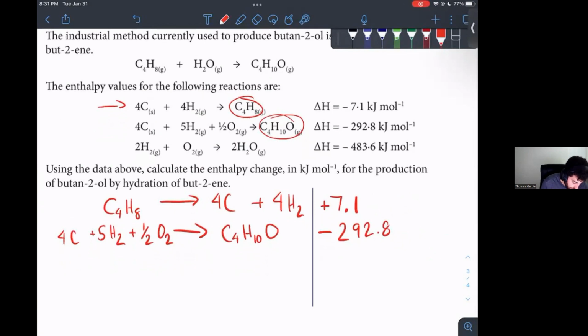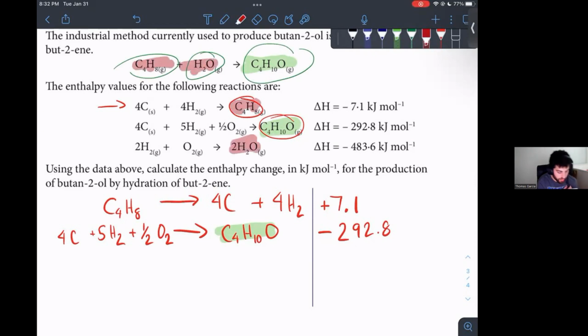Finally, for the last one, I noticed in this problem that I should start with C4H8 and H2O, and I should end with C4H10O. Now, if I follow each of these, that's all on the right side. But our H2O and our C4H8 started on the wrong side, so I'm going to have to flip that one as well.